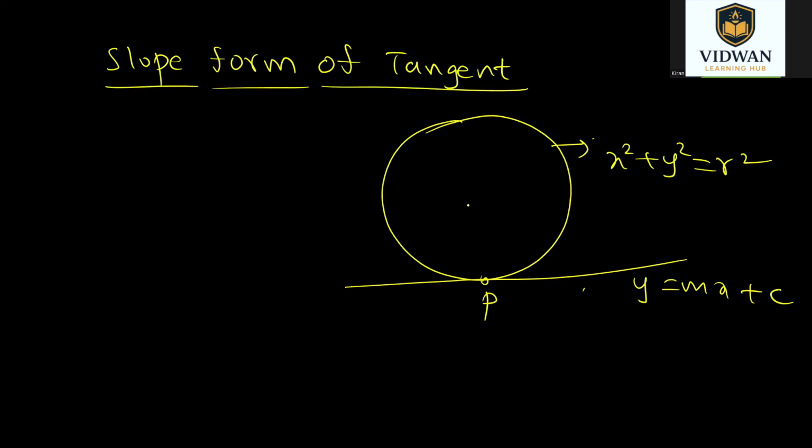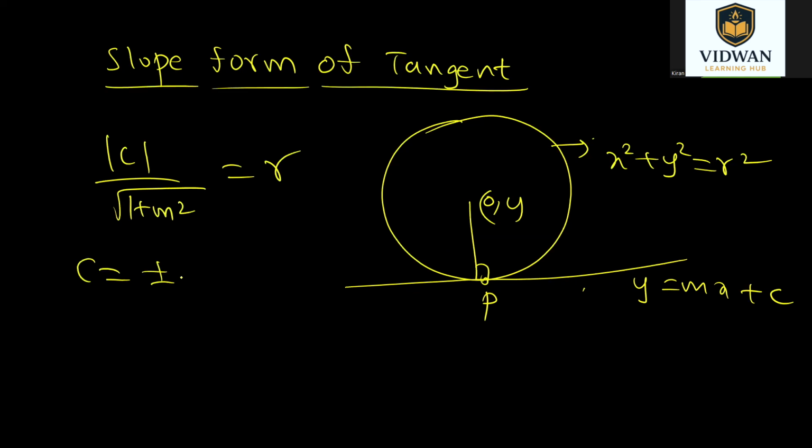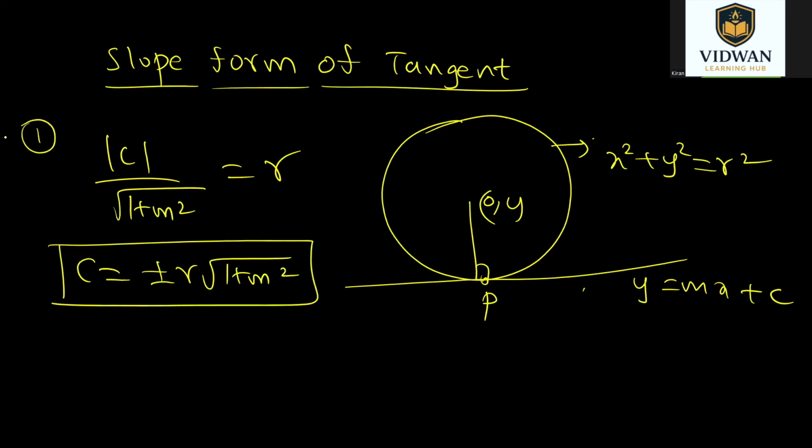So what is the condition of tangency? Perpendicular distance from center should be equal to radius. So distance from origin to this line, mod c by root of 1 plus m square equal to radius. This is called condition of tangency. So c is plus or minus r root 1 plus m square. You can write removing the mod. So the first thing that you have to know in slope form of tangent is condition of tangency. This is called condition of tangency.